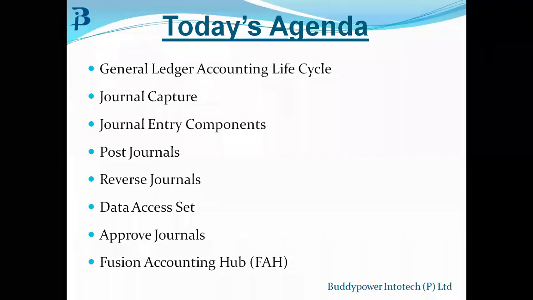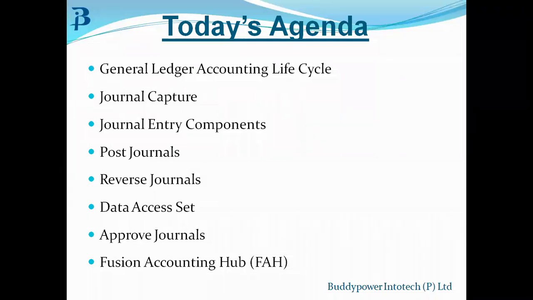Okay, so let's look into today's class agenda. We'll be covering the general ledger accounting life cycle. We'll also be looking into how the journals are captured, then the components of a journal entry. We'll be seeing how we post journals, reverse journals, and we'll be knowing about what a data access set is and how we approve journals. And finally, we'll be discussing what Fusion Accounting Hub is.